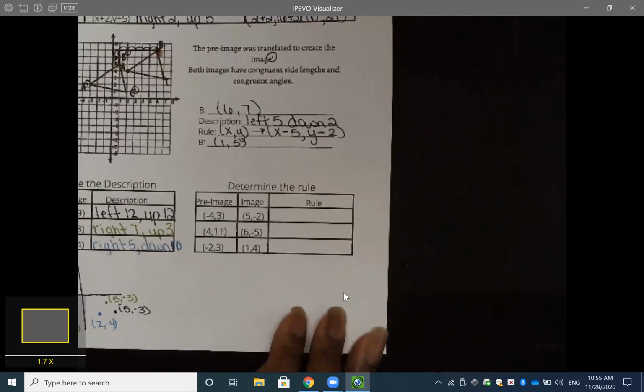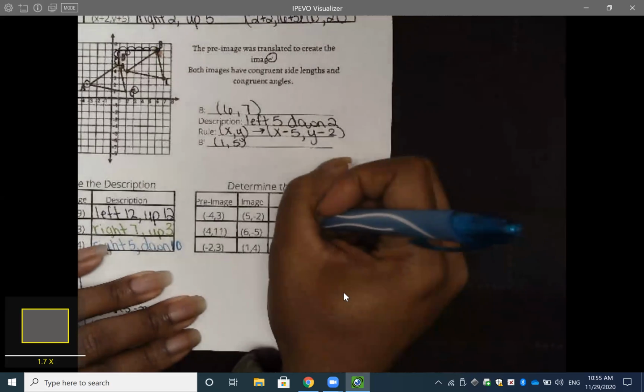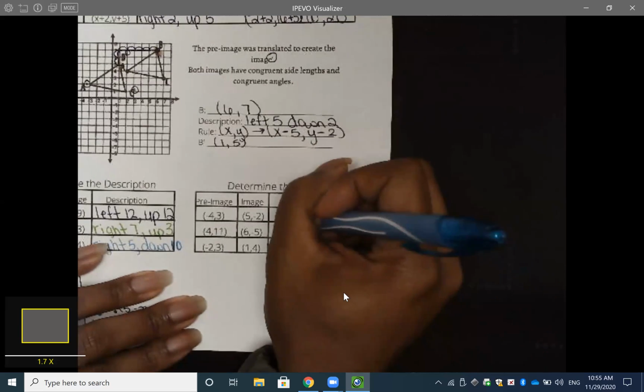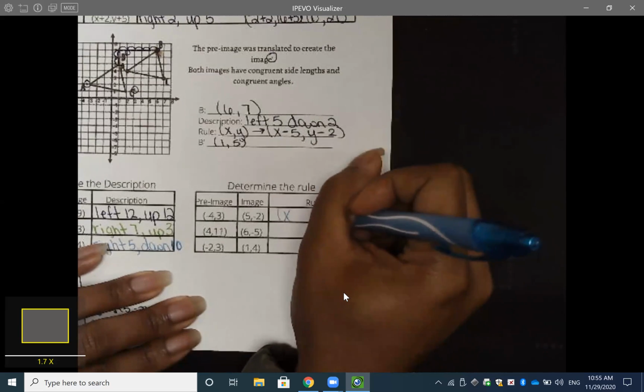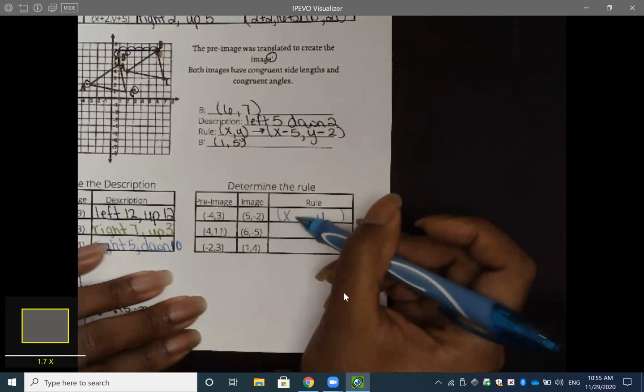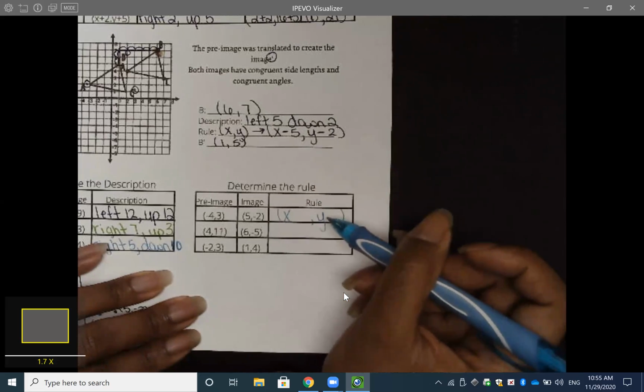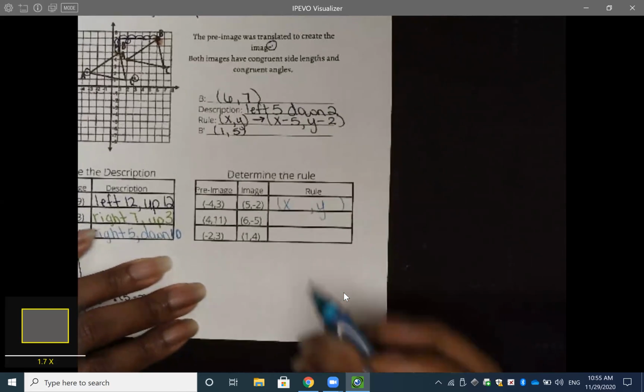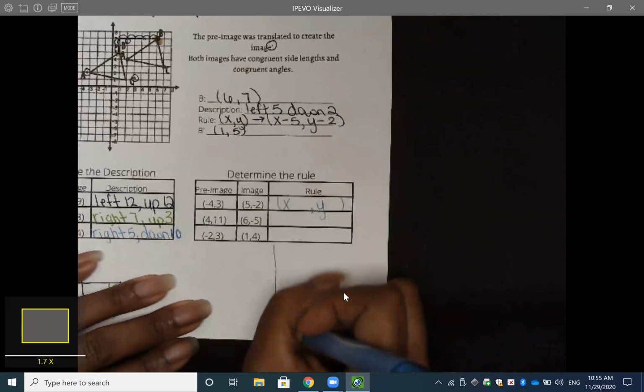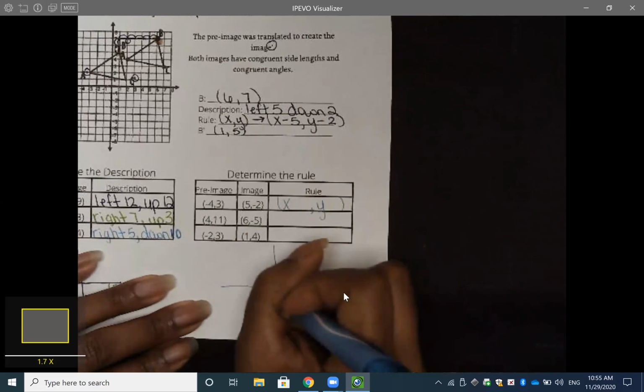And now here we are determining the rule. So to get the rule is pretty much the same thing. Our rule will be in the format of X, comma, Y. I need to find out if I'm adding or subtracting. Am I going left or right? And then how many times? So I'm going to draw another makeshift graph.